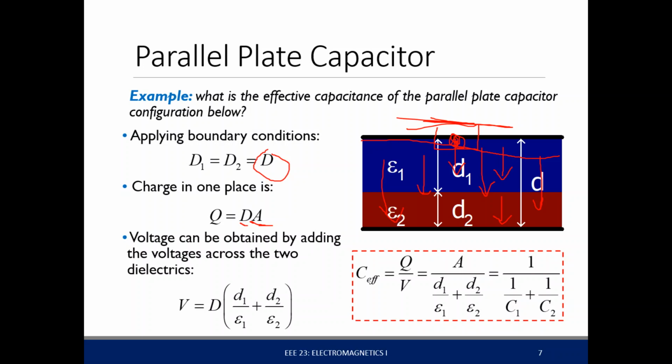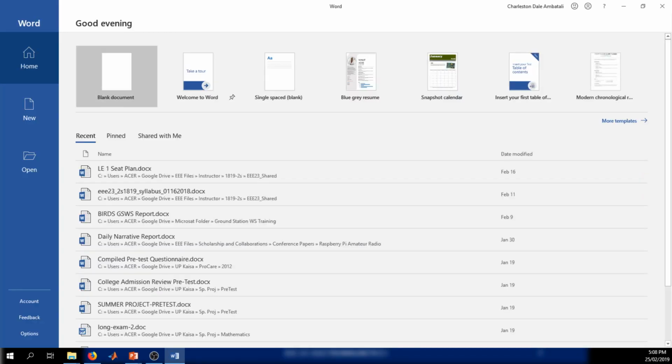The voltage can be obtained by adding the voltages across the two dielectrics. How do you solve for that? Basically, you just integrate this from, let this be 0 and let this be d. And you separate that, 0 to d2, and d2 to d. And since the electric flux is constant, I'll just show you using Word so you won't be confused.